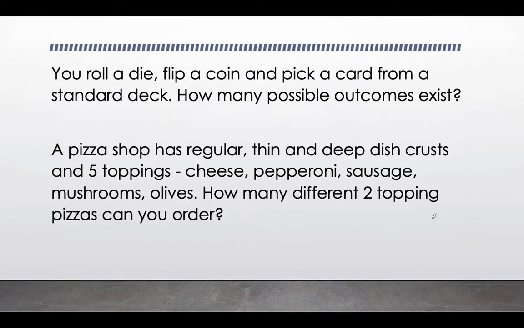Let's try a few more examples like this. Suppose you roll a die, flip a coin, and pick a card from a standard deck. How many possible outcomes exist? If you said 624, that is correct. 6 sides on a die, 2 outcomes on a coin, and 52 possible outcomes in a deck of cards is 624 possible combinations.